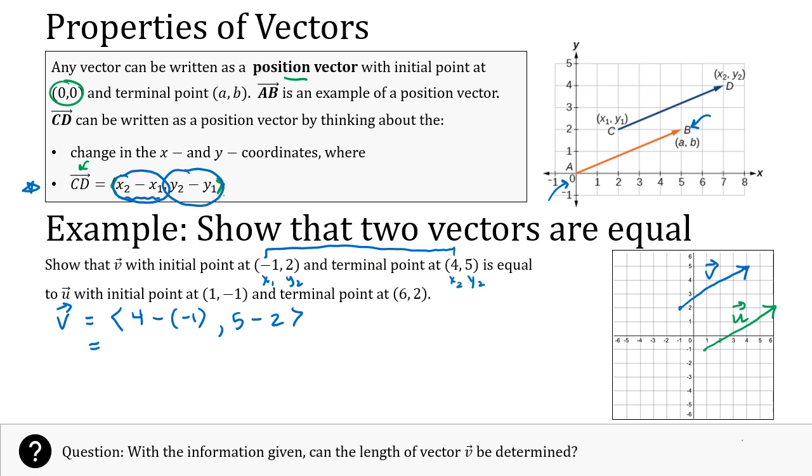So what does that equal? 4 minus -1 is 5, and 5 minus 2 is 3. So what that tells me is that vector v is equivalent to a position vector of 5, 3. The position vector means that it's going to start at the origin, and then it's going to go to the right 5, and it's going to go up 3.